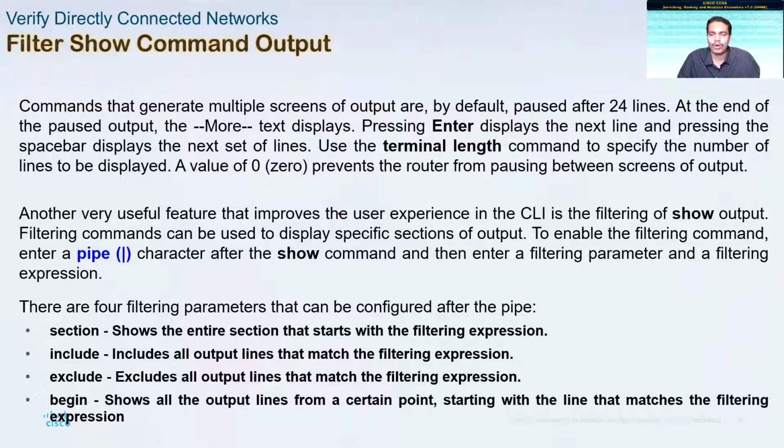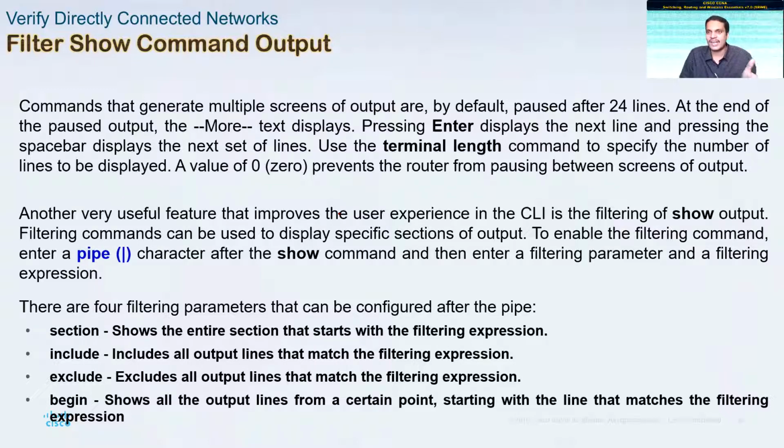The next one is something called the show command. It usually gives you a lot of output. Generally, commands that generate multiple screens of output are paused after 24 lines. You will see a small text at the bottom that displays "more". When you press the Enter key, it goes to the next line. When you press the space bar, it displays the next set of lines. You can use the terminal length command to specify the number of lines to be displayed. If you set it to 0, it prevents the router from pausing between screens of output.